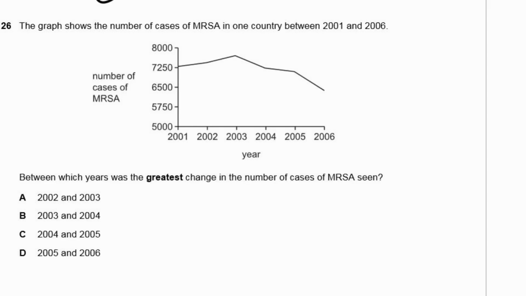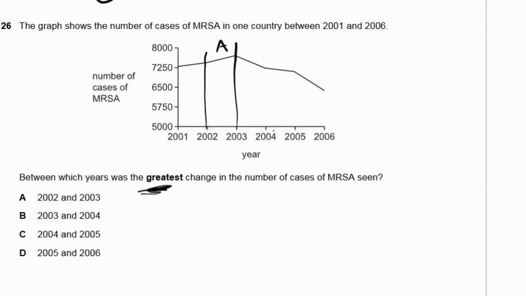Question 26. The graph shows the number of cases of MRSA in one country between 2001 and 2006. Between which years was the greatest change in the number of cases of MRSA seen? Okay, so the change, you're basically just looking at the steepness of the gradient. It doesn't matter if it goes up or if it goes down, they're just saying the change. It's not saying greatest increase or greatest decrease, they're just saying greatest change. Okay, so between 2002 and 2003, the curve was fairly steep. It wasn't too much. So this is A.